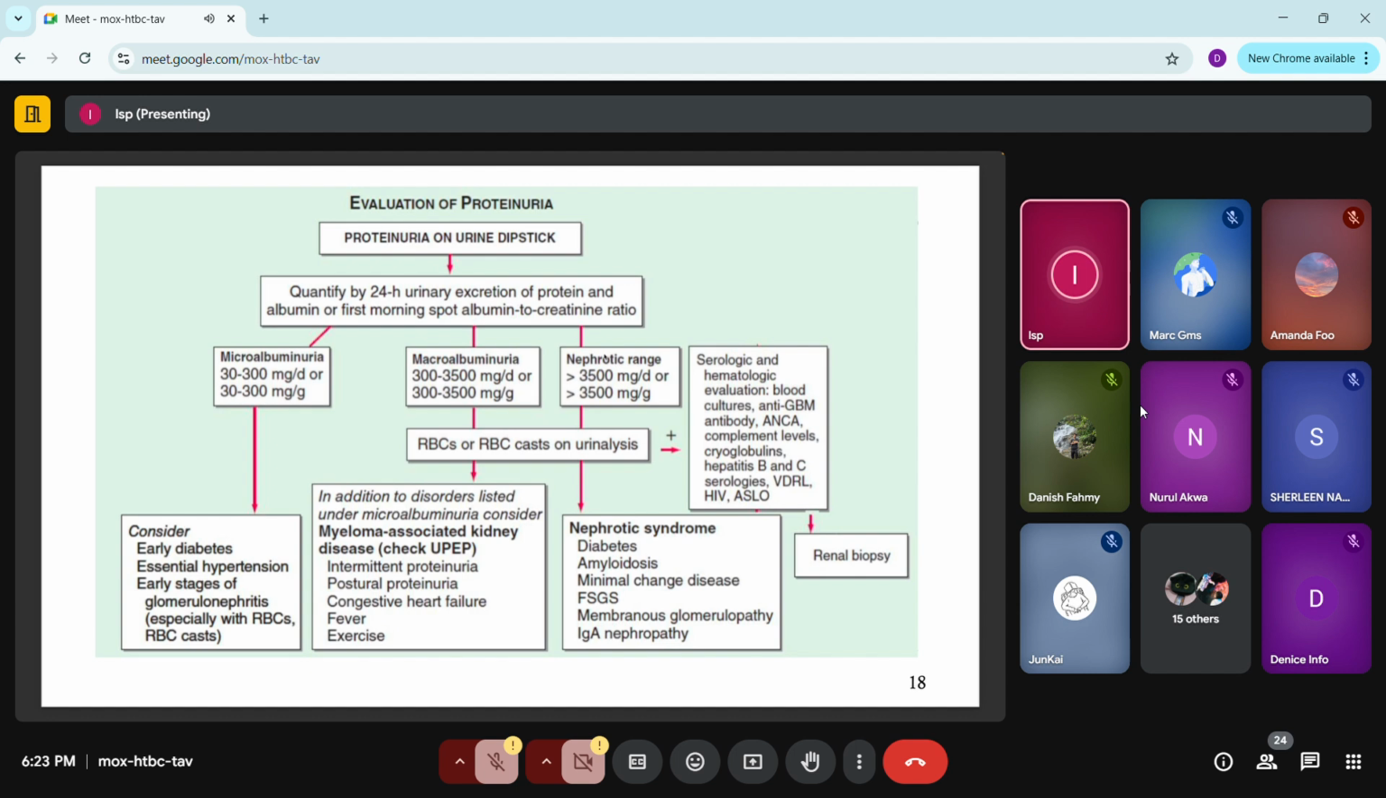There are different causes of nephrotic syndrome. We will divide into primary and secondary. I think we will talk more in the subsequent slides. The common cause of nephrotic syndrome in our population is still diabetes mellitus, and primary causes include minimal change disease, FSGS, and membranous glomerulopathy. So we have another segment to talk about nephrotic syndrome in a while.